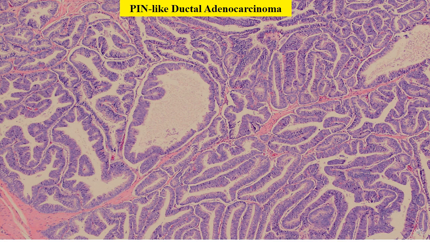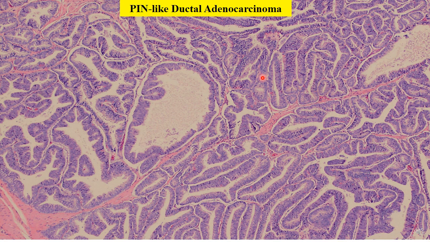Here is a nice pure example of PIN-like ductal adenocarcinoma where you see large cystically dilated glands with flat and focally tufted architecture. So at the individual level, these glands have a strong resemblance to high-grade PIN, but the abnormal feature is significant crowding, almost in a back-to-back pattern. And then the lining epithelium is also tall columnar with nuclear pseudostratification, that of course can also be seen in high-grade PIN.